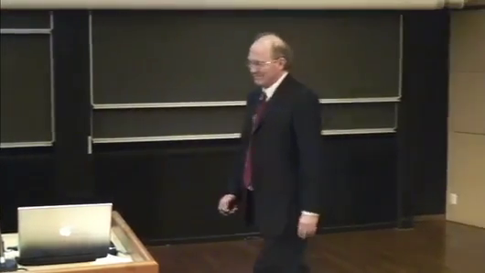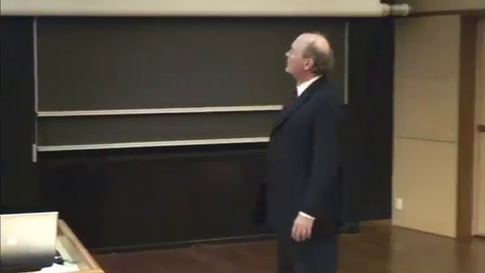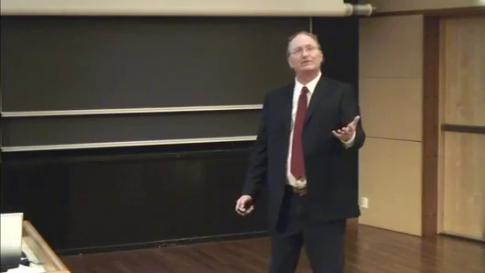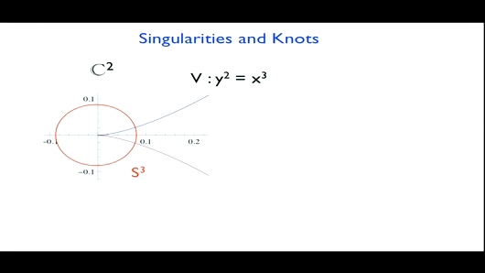Okay, so now let me turn to the impact of some of Milnor's work by describing some odd-dimensional manifolds. So how can we get odd-dimensional manifolds working over the complex numbers? Well, this is another topic which Milnor developed. It's the interaction between the theory of singularities of complex varieties and knots.